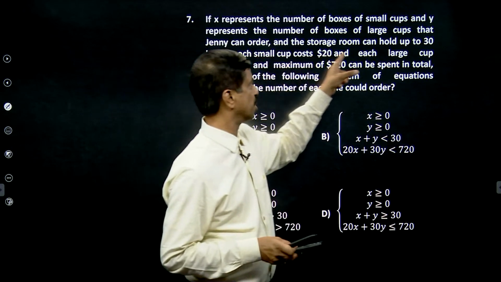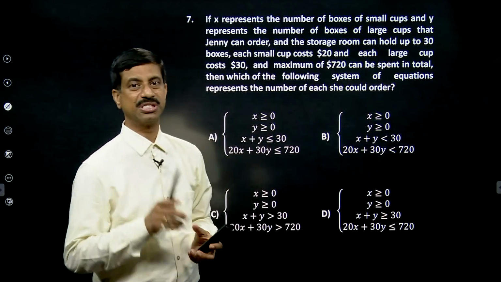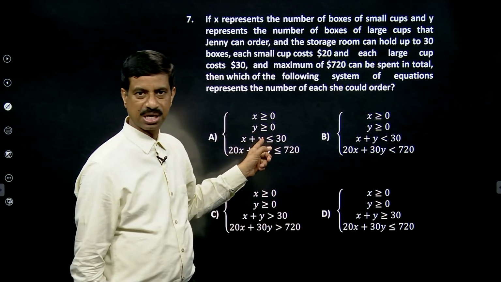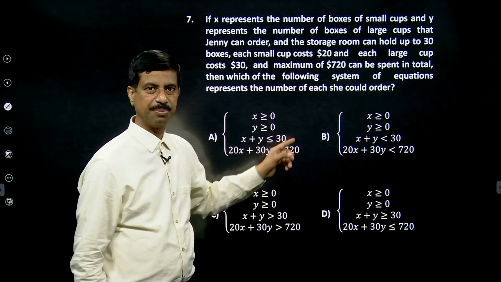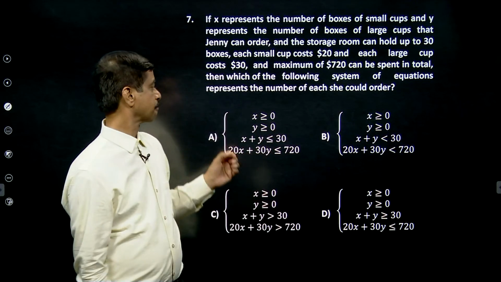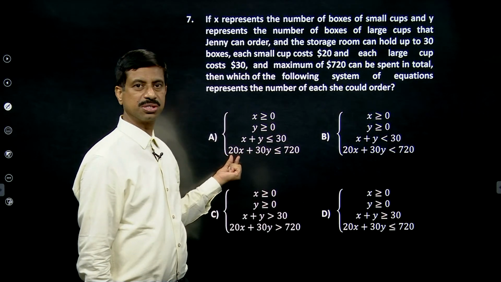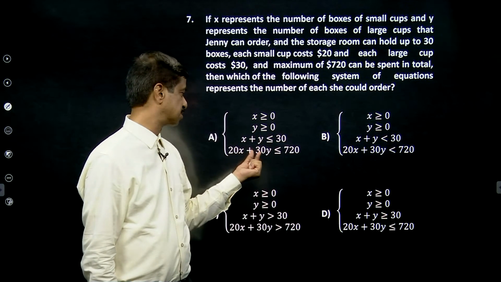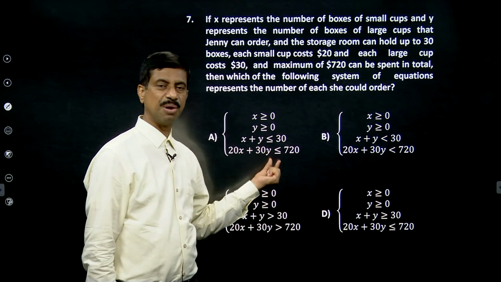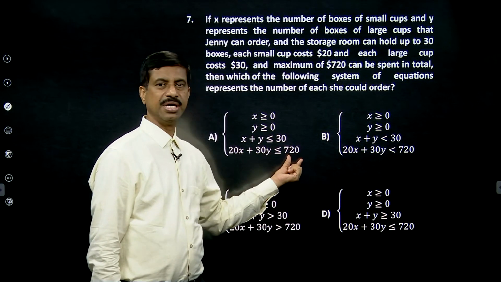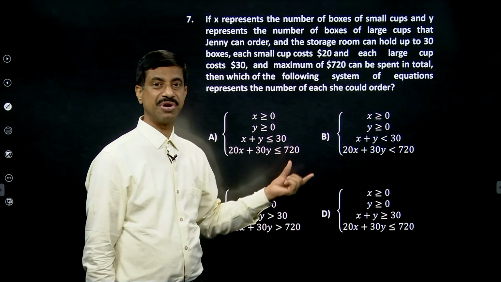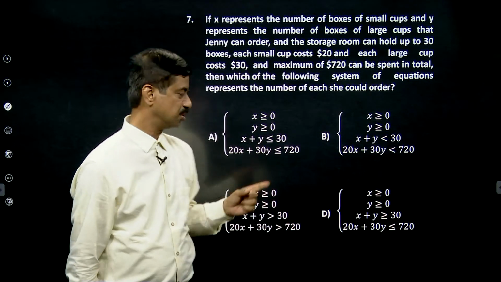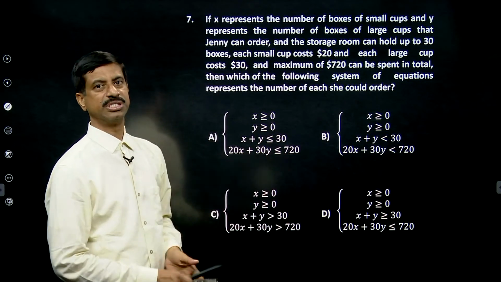The maximum storage of this storage room is 30, which means small cup boxes plus large cup boxes should be less than or equal to 30, because the maximum is 30. The cost of each small cup box times the number of boxes plus the cost of large cups times the number of boxes should be less than or equal to $720. They can either spend the total money or save some money. So, it should be less than or equal to 720.